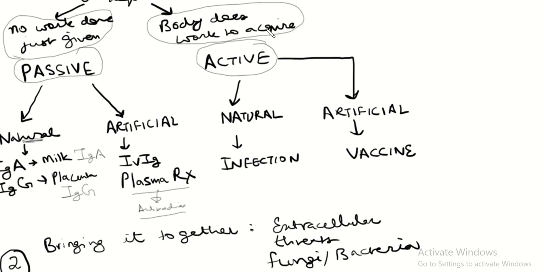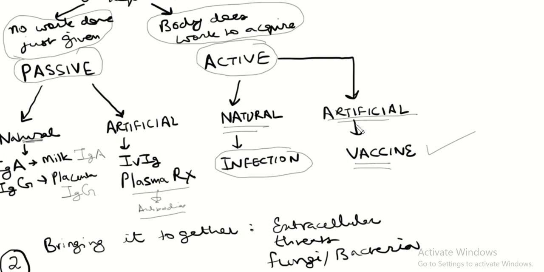Okay? Now, what if the body does the work to acquire it? If it's active, what if you get an infection? Well, guess what? Your body gets the infection, it does the work. It's the natural active way to get immunity. Body has to do the work and it's the natural way. Well, what if we give you vaccine? Well, the body still has to work, but it's not natural because we gave you man-made stuff. Okay? So that's one of the ways to think about this.